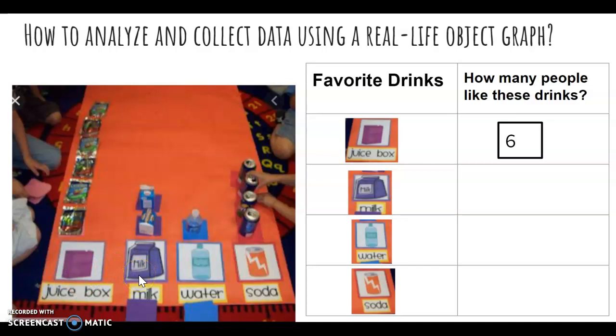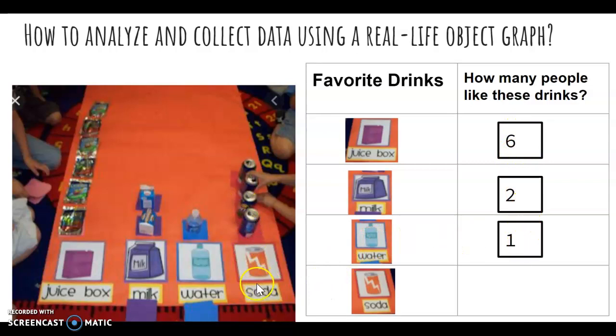Next is the milk. Let's count how many students liked milk. 1, 2. Good job. So we will put 2 next to milk. That's what our graph says. Okay. Let's look at water. How many students liked water? 1. So what number will we put next to water? 1. Okay, our data is looking good.